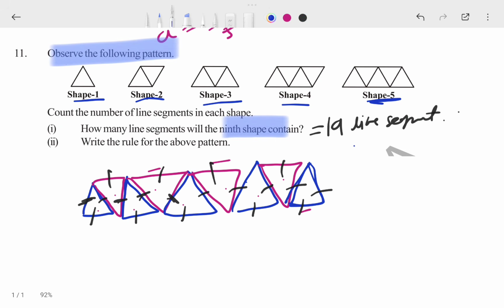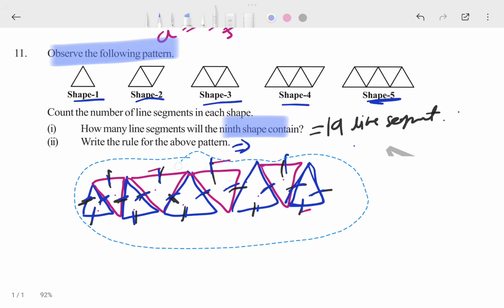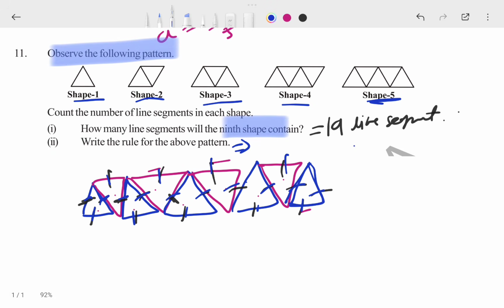You can count like that: 1, 2, 3, 4, 5, 6, 7, 8, 9, 10, 11, 12, 13, 14, 15, 16, 17, 18, 19, okay? Right. So this question is also clear. So the second question, what is this second question telling? Wait a minute, I will just take this question here.